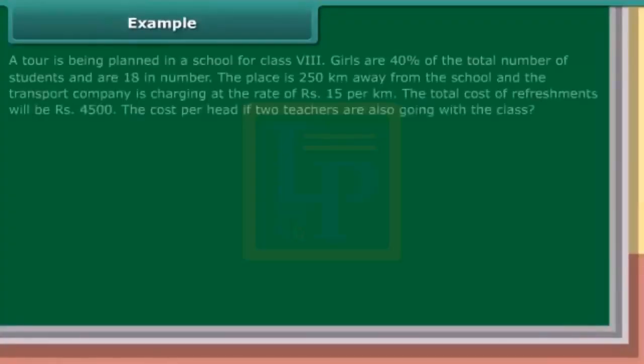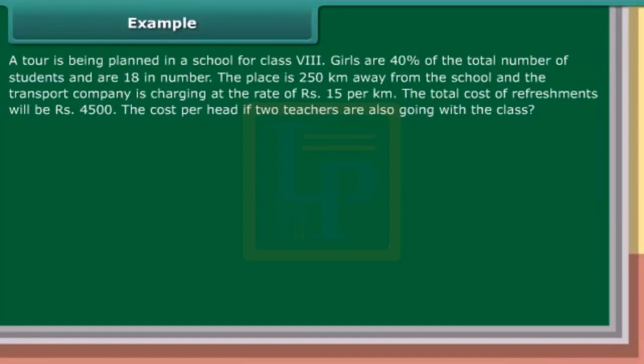Example. A tour is being planned in a school for class 8. Girls are 40% of the total number of students and are 18 in number. The place is 250 km away from the school and the transport company is charging at the rate of rupees 15 per kilometer. The total cost of the refreshments will be rupees 4,500. Find the cost per head if two teachers are also going with the class.